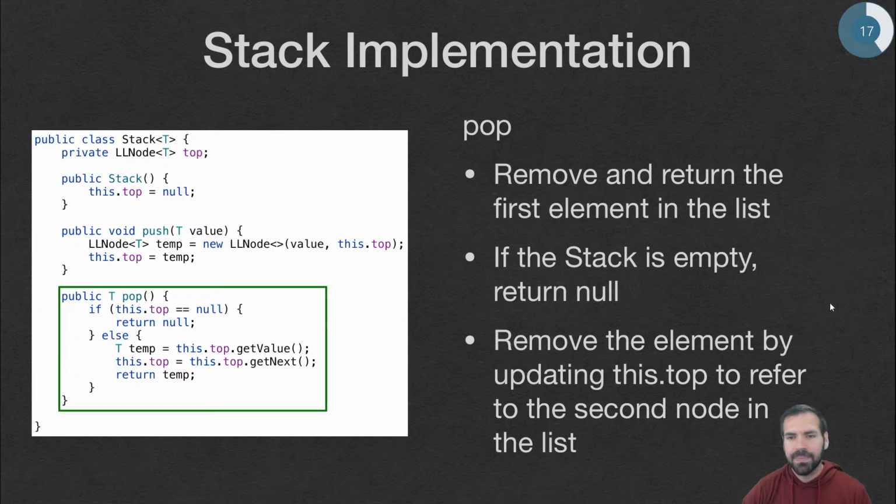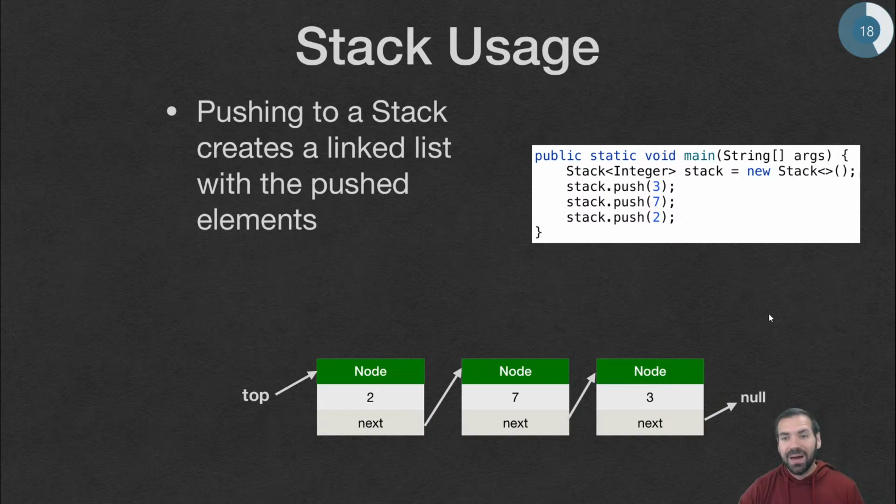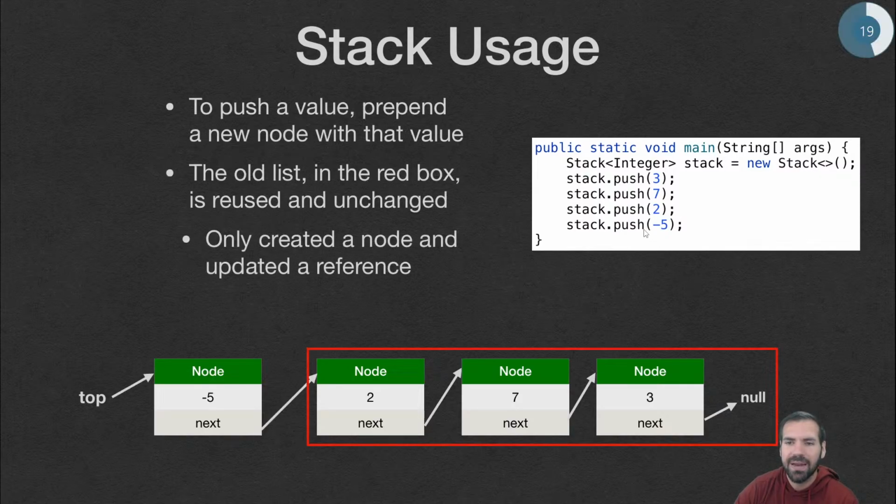Push and pop. I already explained it all. And then another abbreviated memory diagram. So when we push to the stack, so say we executed all this code, we created a new stack, top was null, then we pushed 3, top was a reference to this node, then top was a reference to 7, then to 2 at this point, and then say we want to push -5.